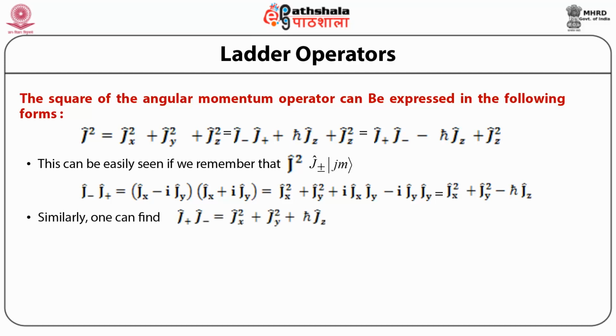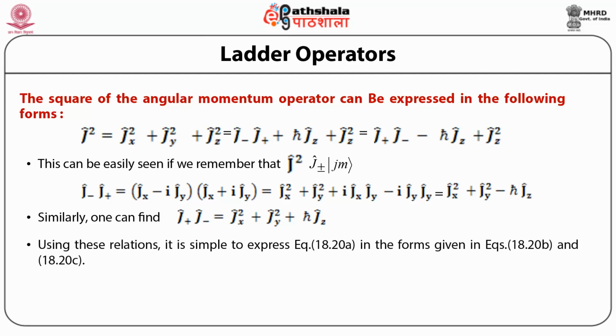Similarly, one can find that operator J+ into operator J- is equal to operator Jx² plus operator Jy² plus ħ operator Jz. Using these relations, it is simple to express equation 20a in the forms given in equation 20b and 20c.